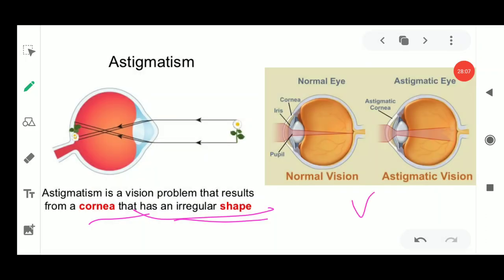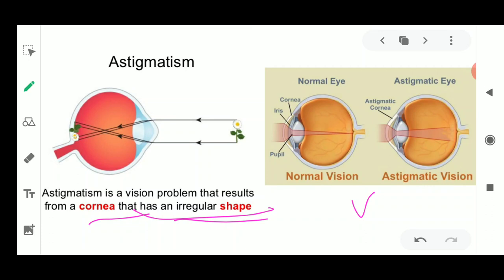Here the diagram is showing you the normal vision, which is being compared with the astigmatic vision. So what happens in the normal vision? The cornea, iris and pupil all allow the light to pass from one place to another place inside your eyes, because of which the person is able to see clearly. But what happens in the astigmatic eye?